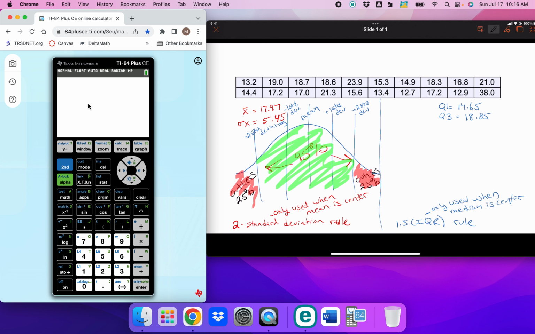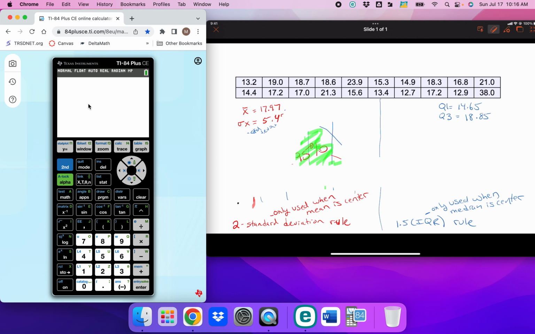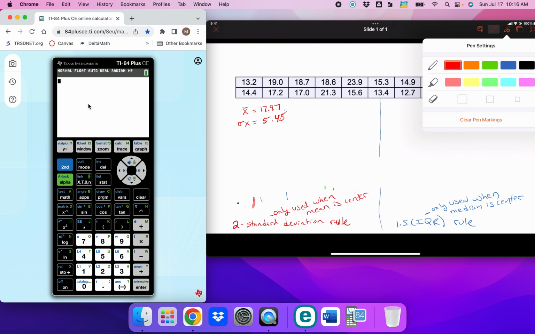All right, I need to make some more room to do some math. Let's erase this. Okay, it's not erasing pretty. Good thing I can rewrite it. This is 5.45. Okay, so now let's do math.